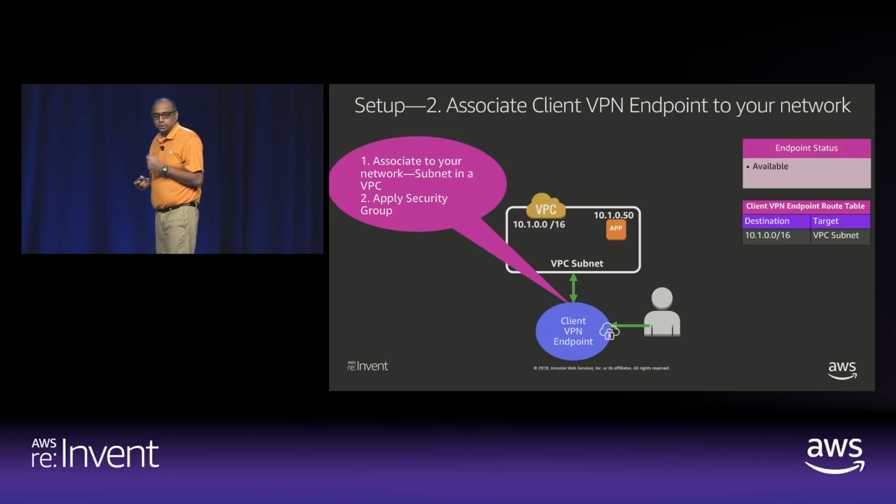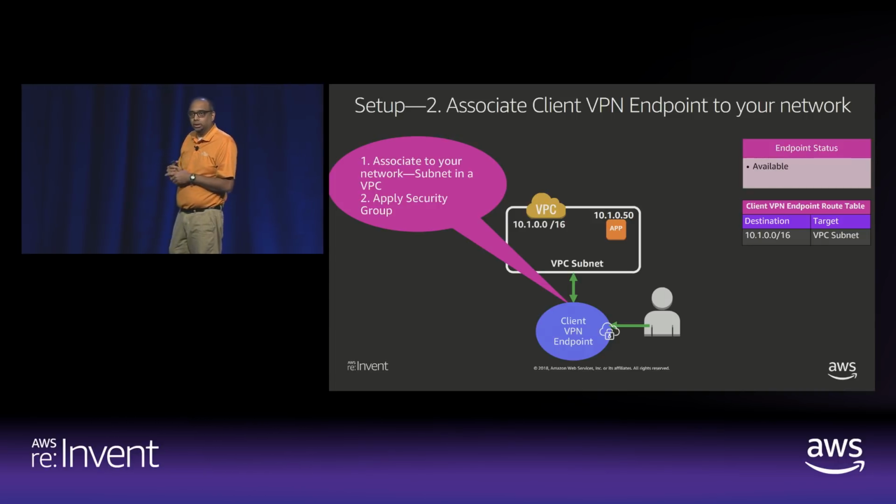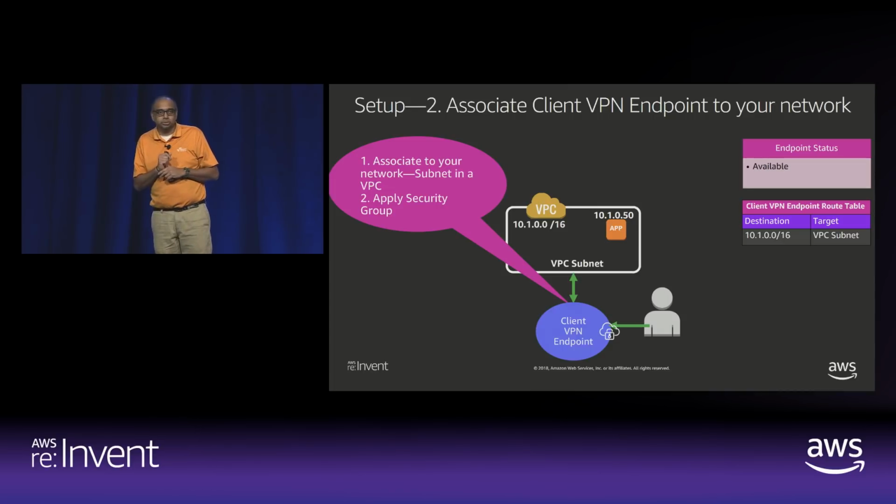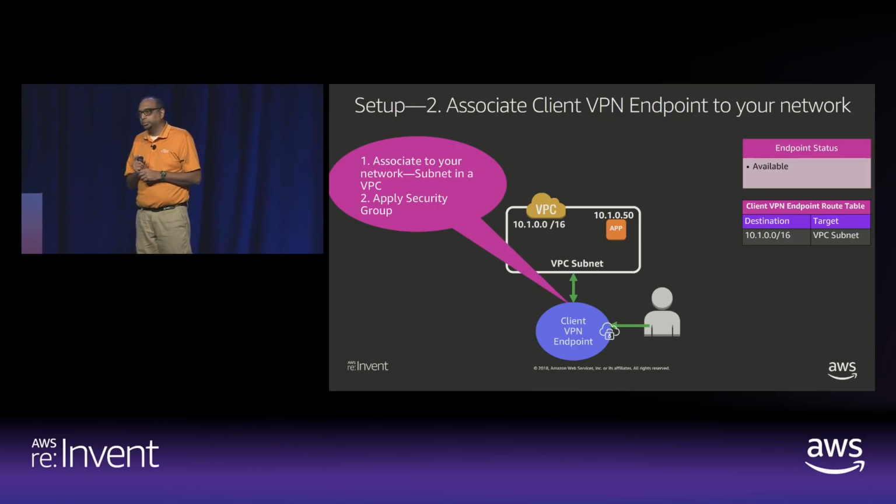Once you do this, a couple of things happen. One is your endpoint status becomes available, so you can actually now establish VPN sessions. Another concept that we have not talked about so far is route tables. Every client VPN endpoint has its own route table.